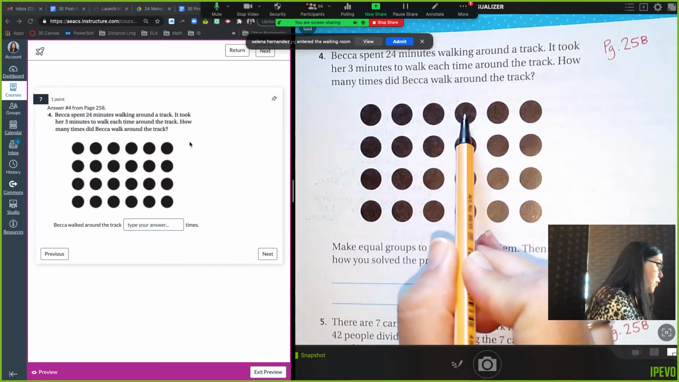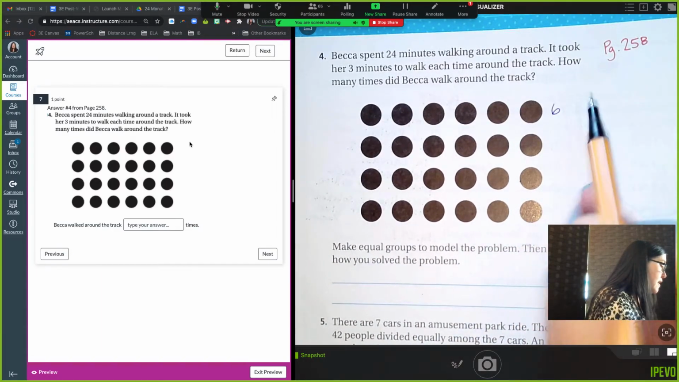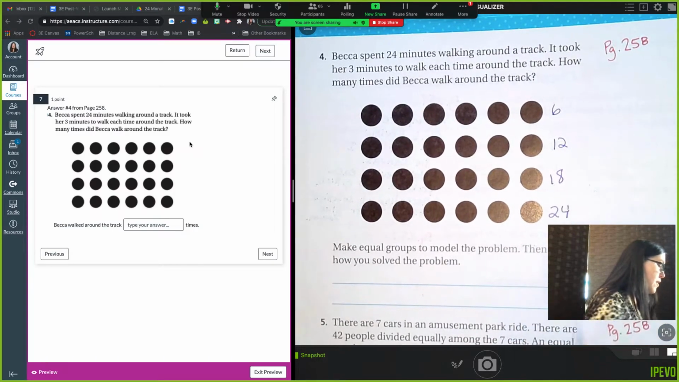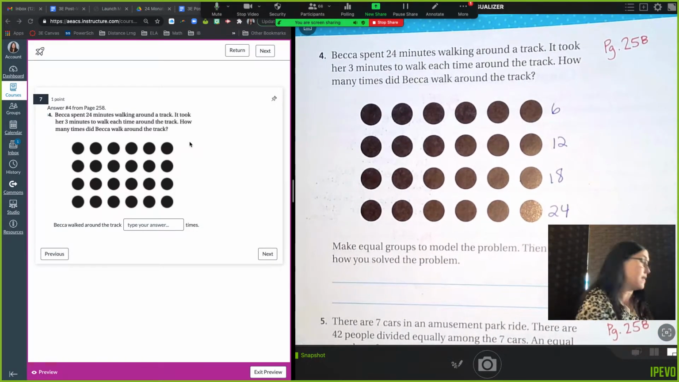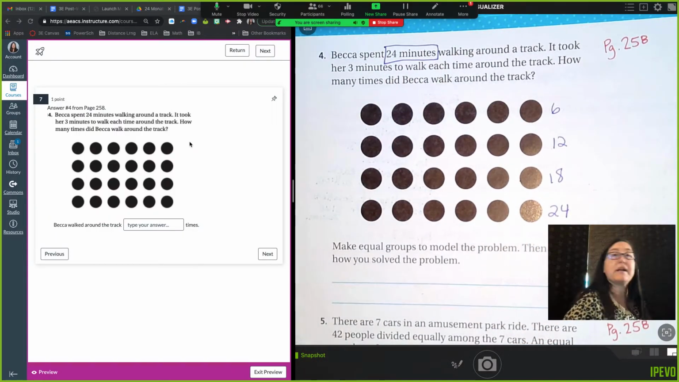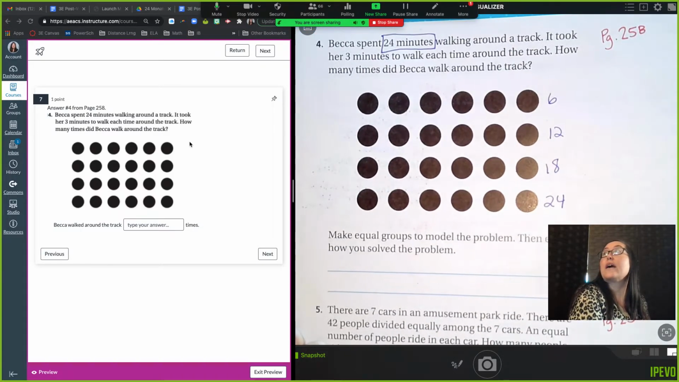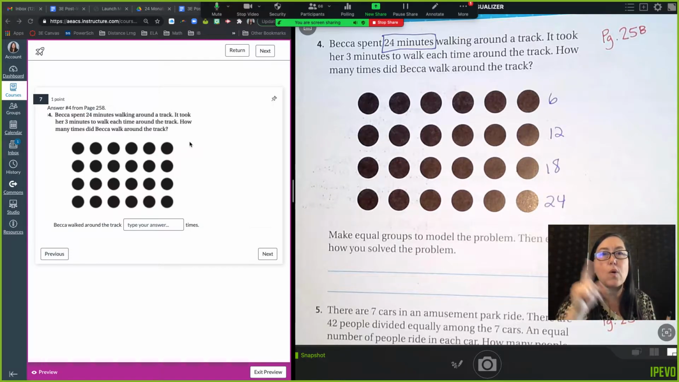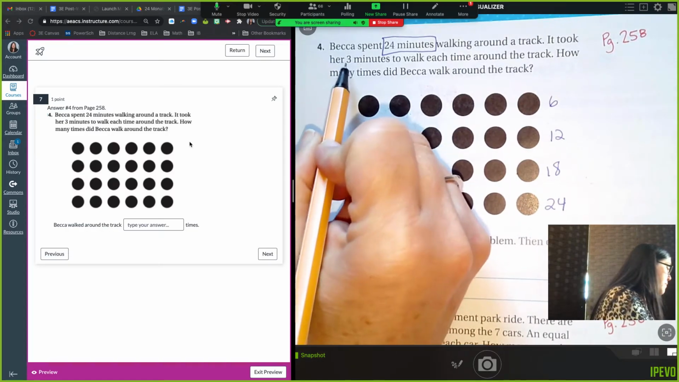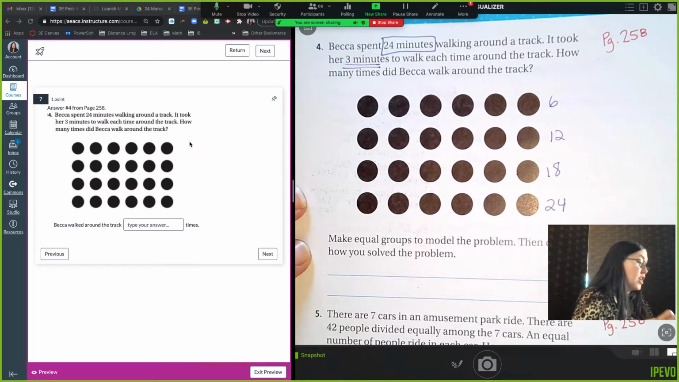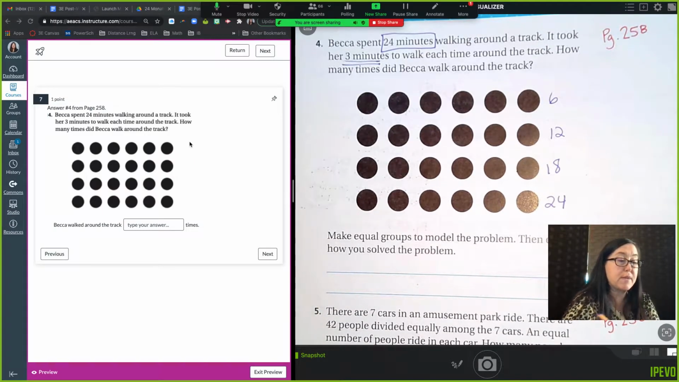1, 2, 3, 4, 5, 6. I see there's 6 here. So there's 6, 12, 18, 24. There's 24 dots, right? And I looked back to the word problem. She spent 24 minutes walking around the track. So each dot is representing 1 minute. Yes? So it took her 3 minutes to walk around the track each time. So each time she walked around the track, it was 3 minutes.